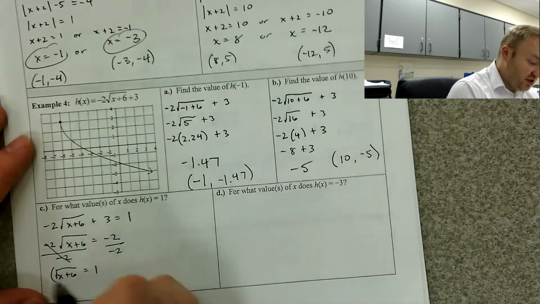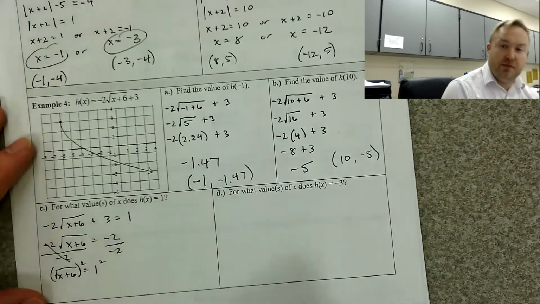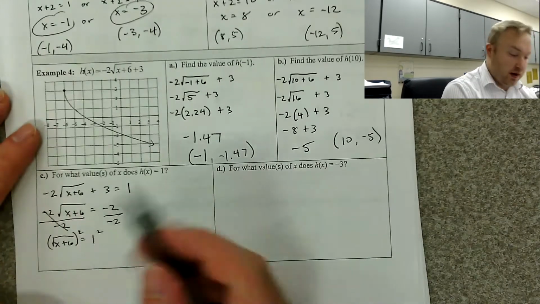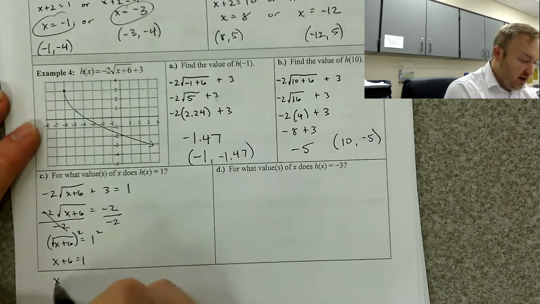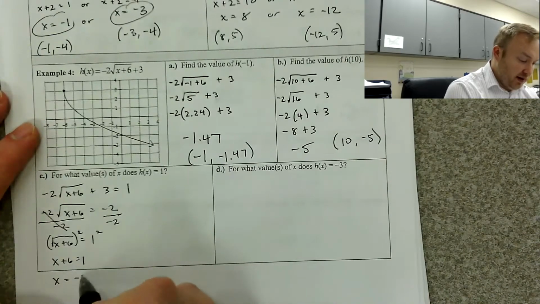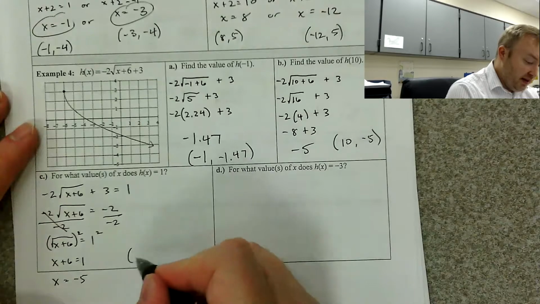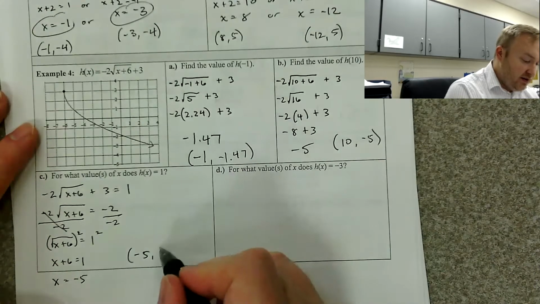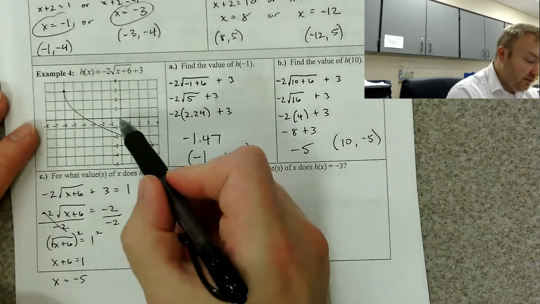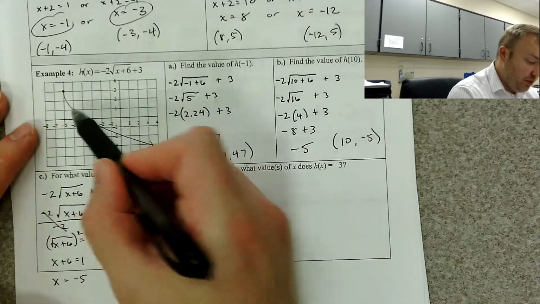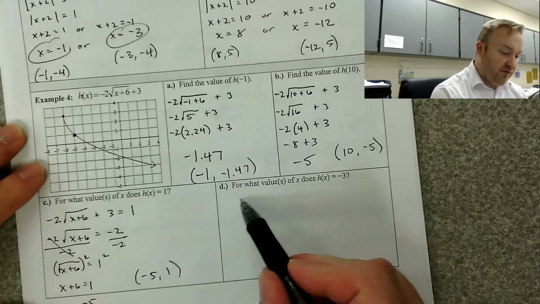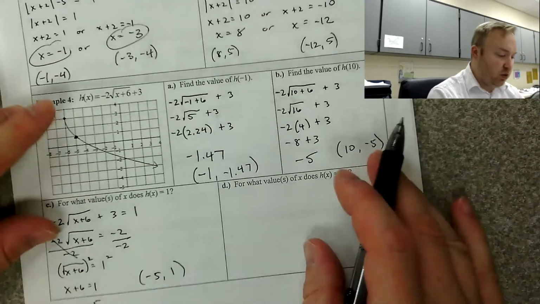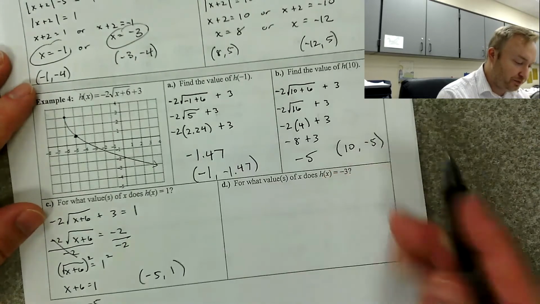To get rid of this square root, I need to square both sides. So now the square root goes away and I just have x plus 6. 1 squared is 1. If I subtract 6, 1 minus 6 is -5. That means when x is -5, y should be 1. If we look on our graph, there's that point right there at -5, 1. Awesome.